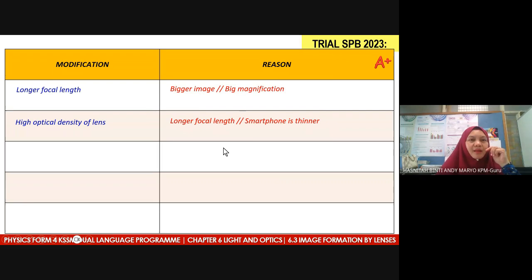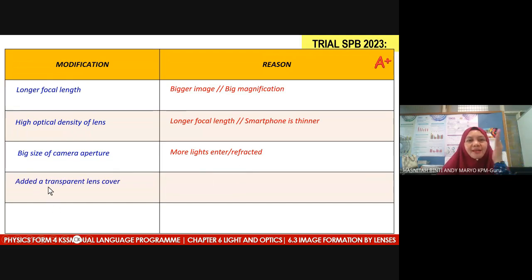Okay. Then students, the size of the camera aperture, the opening should be big. So more light can enter the camera. Okay, more light enters, more light reflects, which means the image formed will be brighter. Okay, a brighter image will be produced. And then the next modification, we can add a transparent lens cover in front of the camera. So this is to prevent dust or scratches on the lens surface.